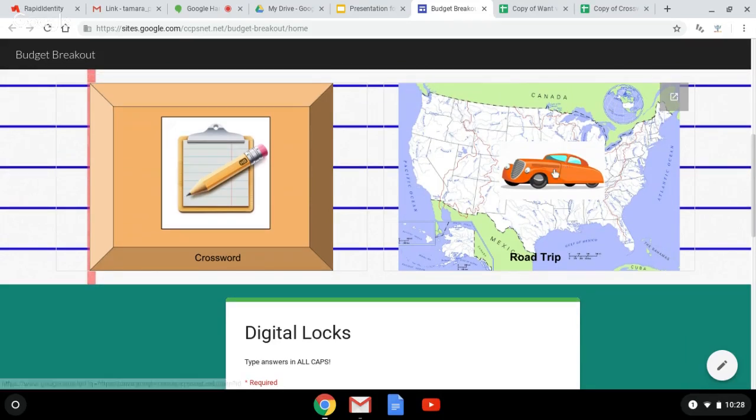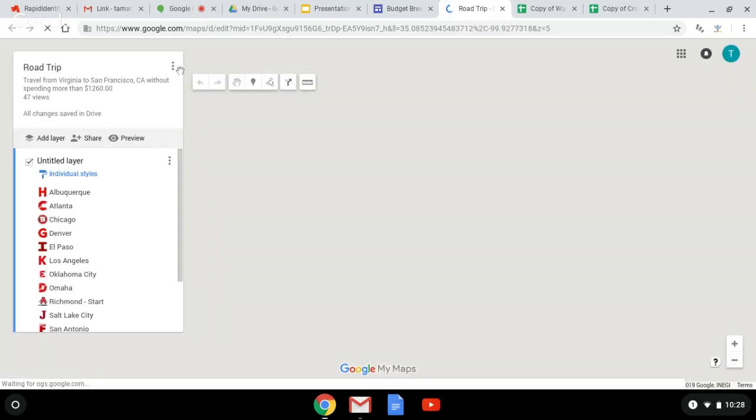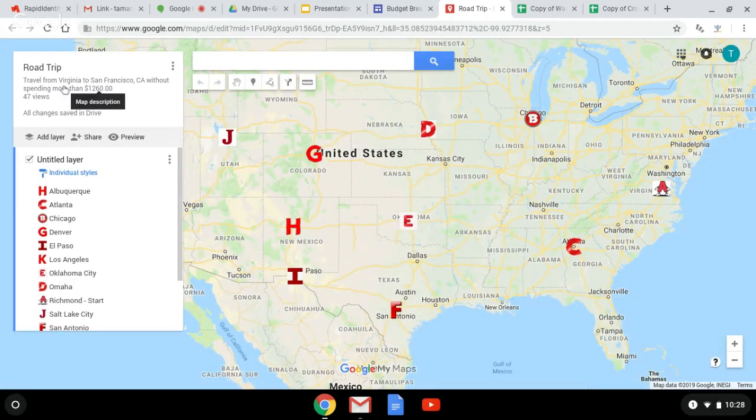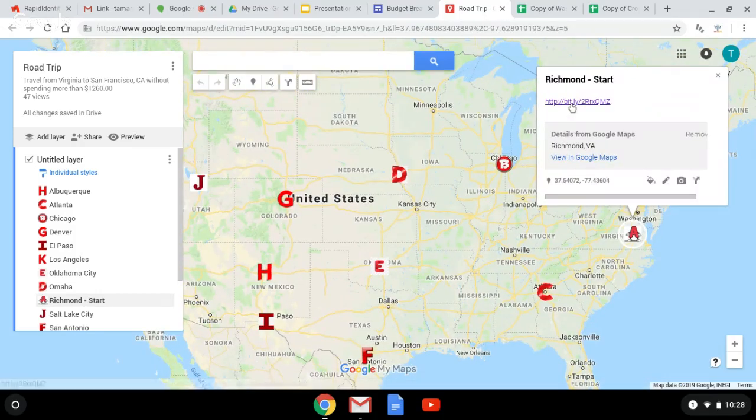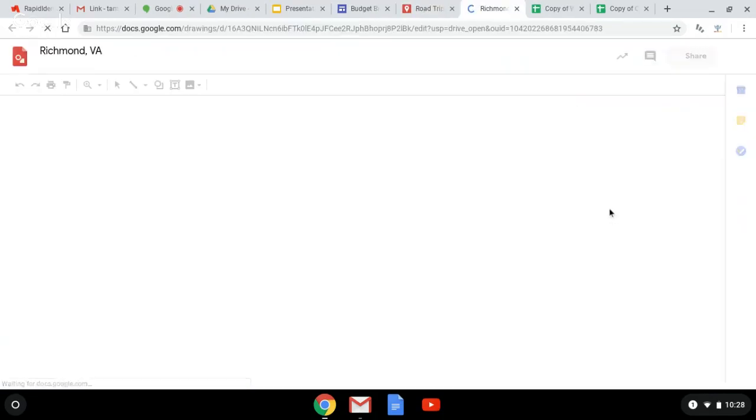And one more, I'll show you the activity that I used for the budgeting activity. We did road trips, which in Google Maps, they have to travel from Virginia to San Francisco without spending more than $1,260. So they're going to start in Virginia. It brings up a link. It gives them options, the amount of money for gas, for lodging. And there we go. To the cities.